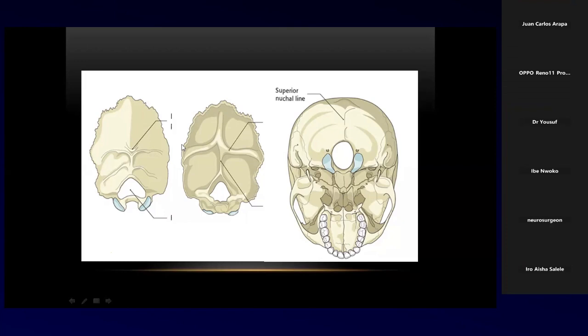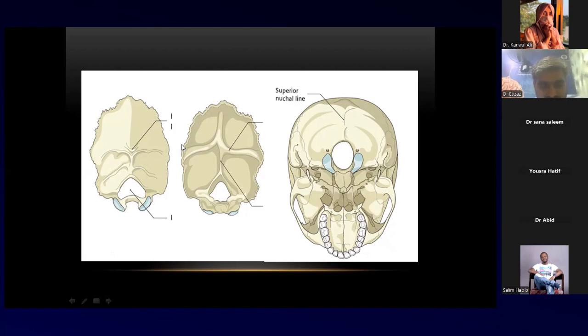Sir, in tumor patients and congenital anomalies. Excellent, congenital anomalies. What kind of congenital anomalies are there? Down syndrome. Klippel-Feil. Yes, Klippel-Feil. Sir, can Klippel-Feil occur in Down syndrome?